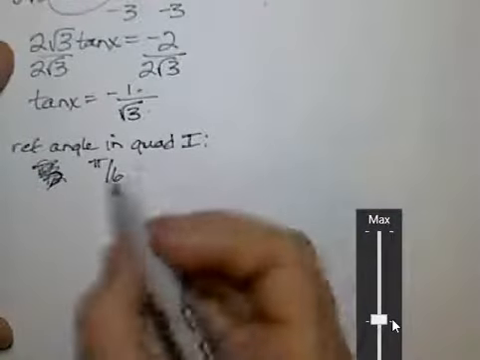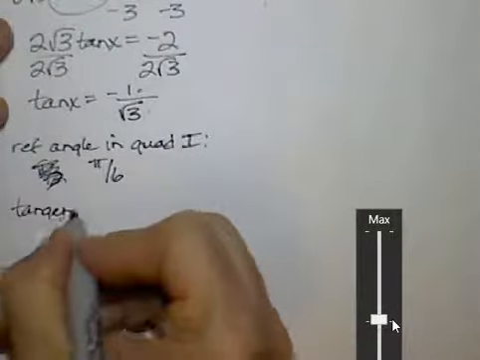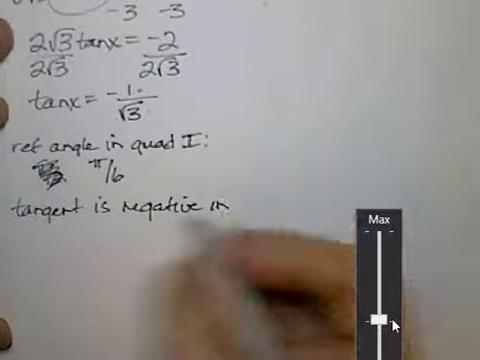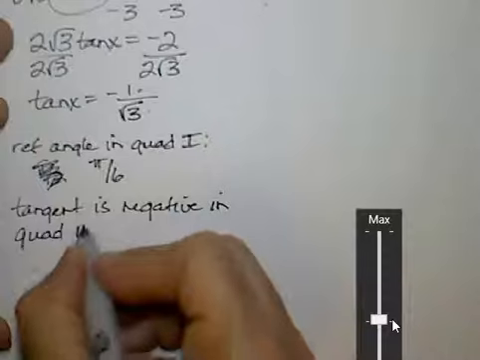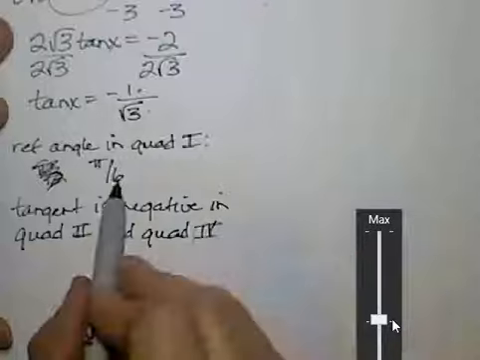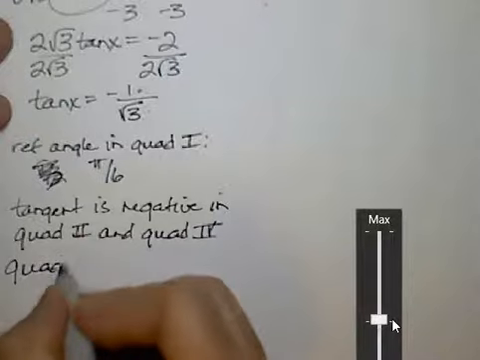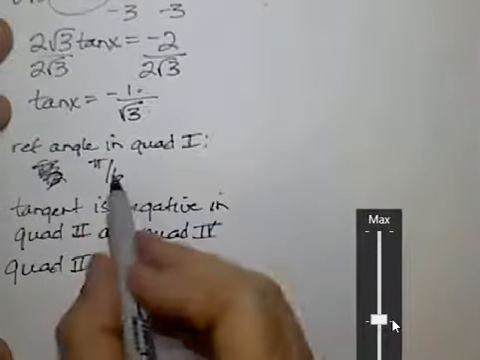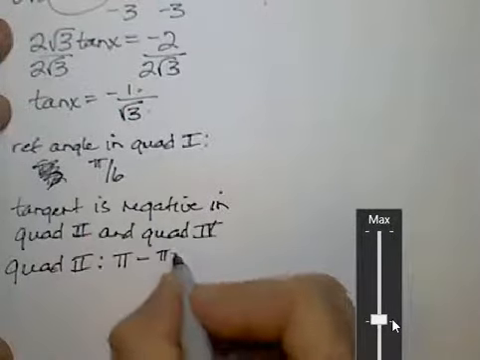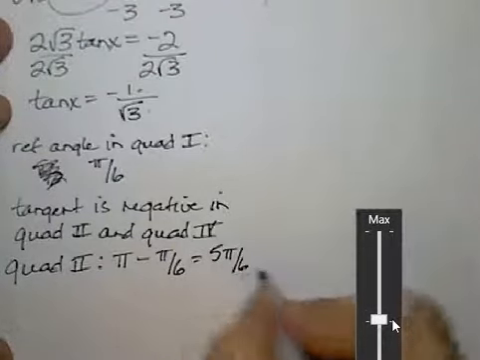Now, if we're looking for solutions between 0 and 2 pi, we want the quadrants where tangent is negative. And that would be quadrant 2 and quadrant 4. Here's our reference angle, so we want the angle that goes with that in quadrant 2. We just want the one that's in the same family that's in quadrant 2, where we could think about taking pi minus our reference angle. pi minus pi over 6 would give us 5 pi over 6.